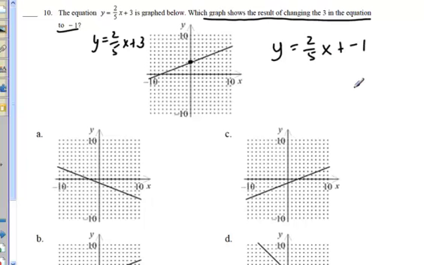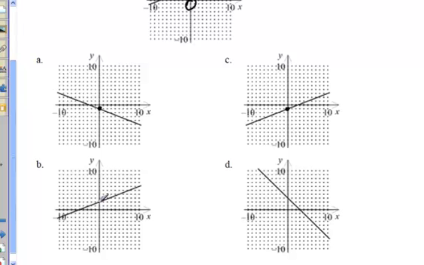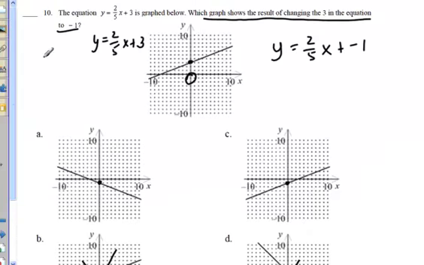It doesn't say I'm changing my slope. So I'm going to take this point right here and I'm going to move it down to where it crosses the y-axis at negative 1. So this one would work. This one would work. This one is at 2, so that can't be it. And this y-intercept is still at 3. That can't be it. So now what I have to do is look at both of these and make sure it has the correct slope, which was 2/5.